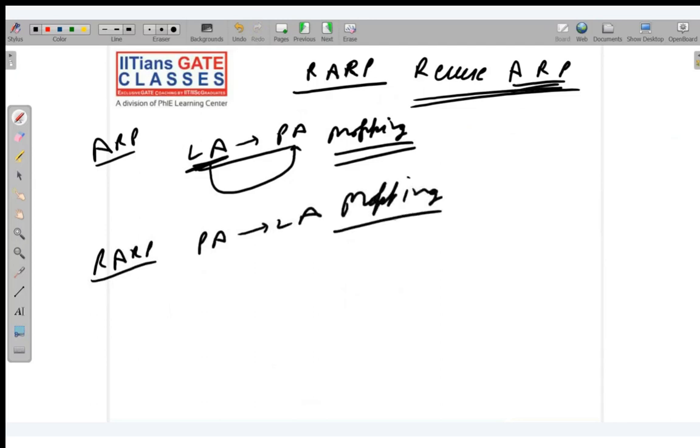Okay. And now in this case, you know your own physical address, but you want to know your own logical address. So this is the basic difference. This means that if you know the logical address of any machine and you want to know its physical address, then you are using ARP.